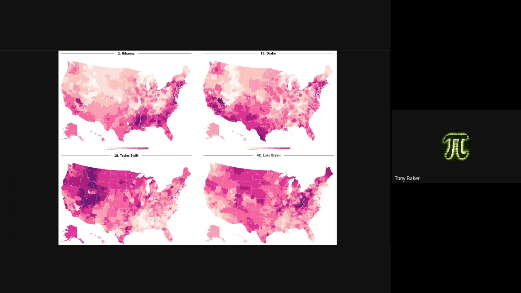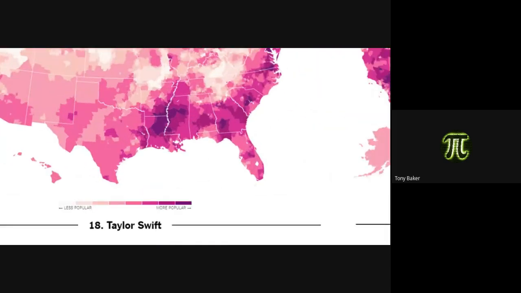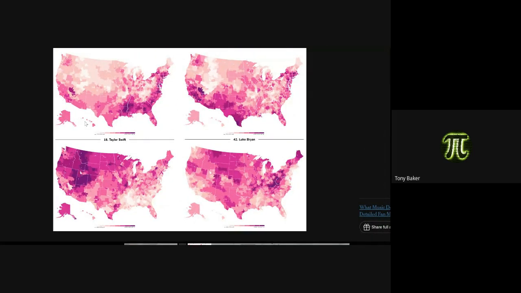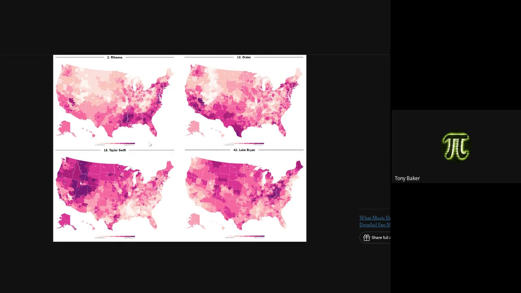These graphs are typically known as heat graphs, not necessarily heat in terms of temperature, but heat as in terms of it's a scale. So if you look at the very bottom, it goes less popular, more popular, that's the heat scale. And they're done by county typically in the United States. So you can see, it's changing on your screen, but not mine. So we've got Rihanna, Drake, Taylor Swift, and Luke Bryan. So you can see where they're more popular.